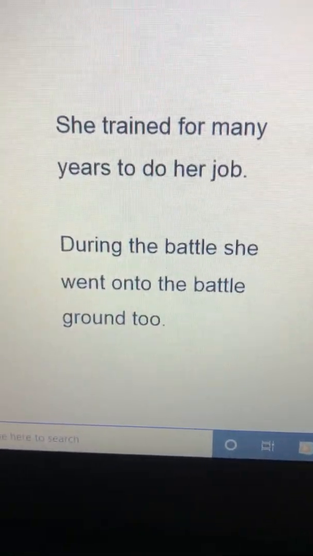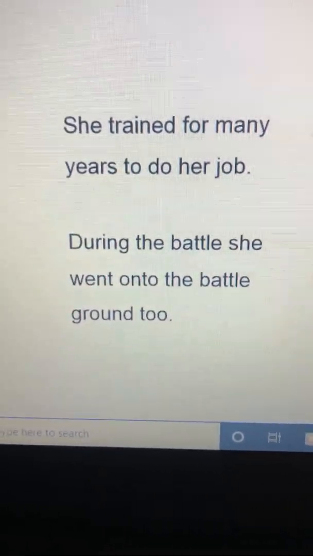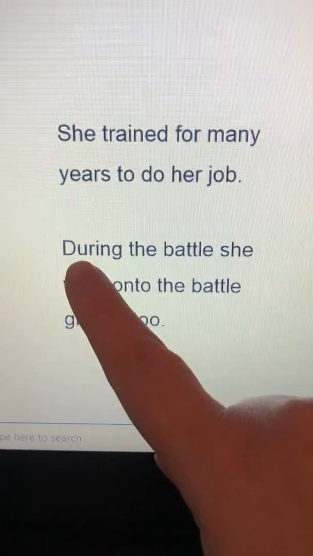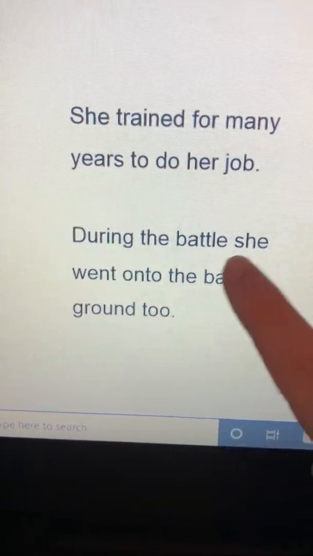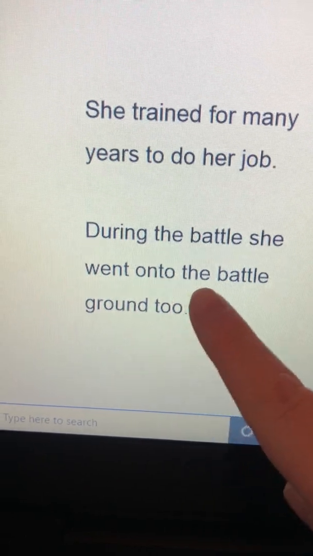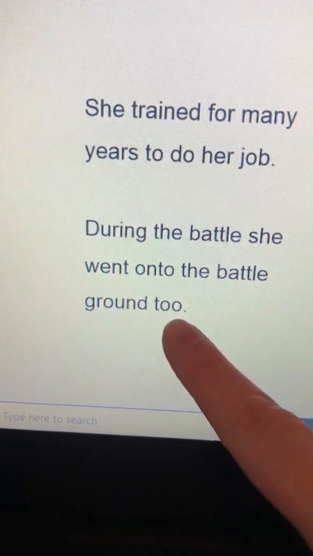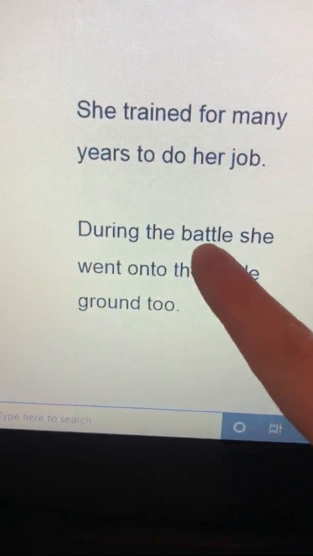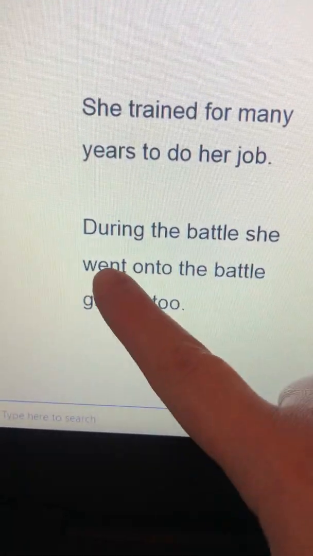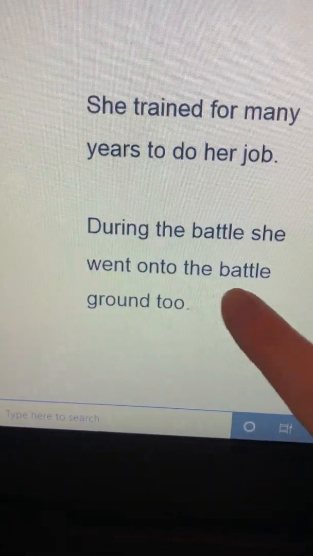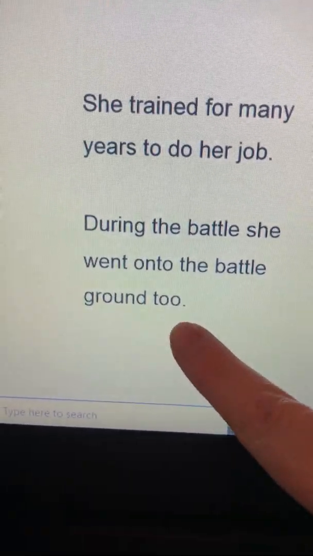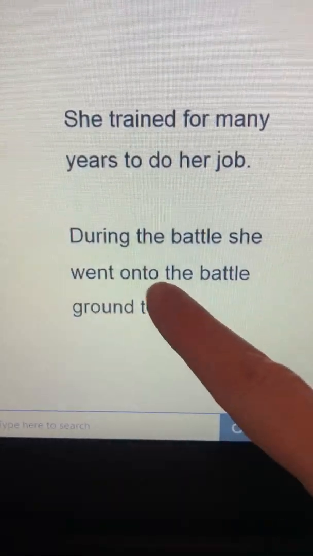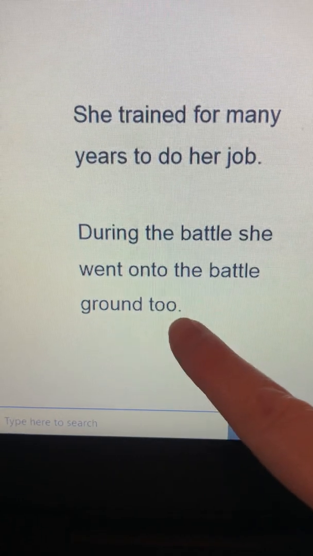So I'm going to point and read first. Then when I've finished, it'll be your turn to point and read. Is everybody ready? During the battle, she went onto the battleground too. Your turn. Fantastic. During the battle, she went onto the battleground too.